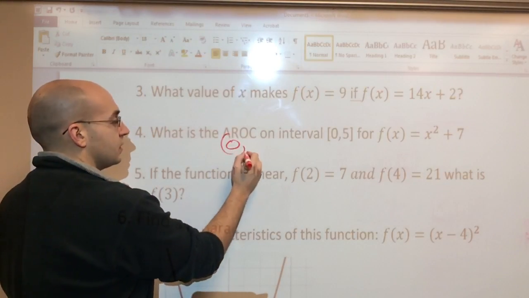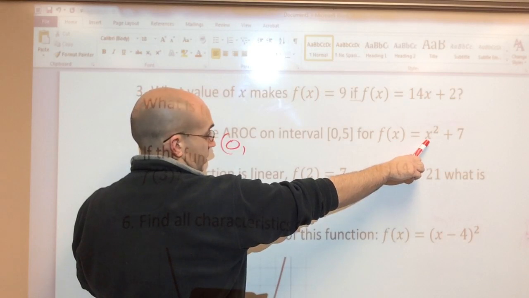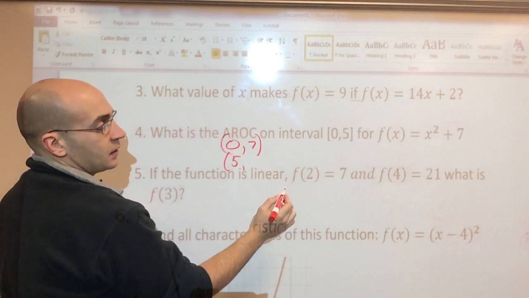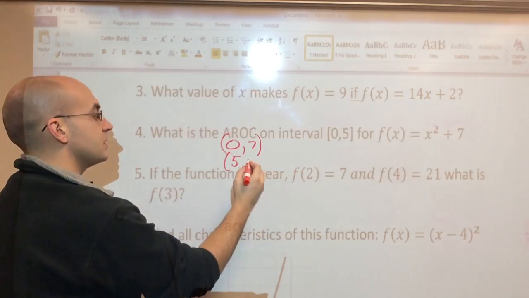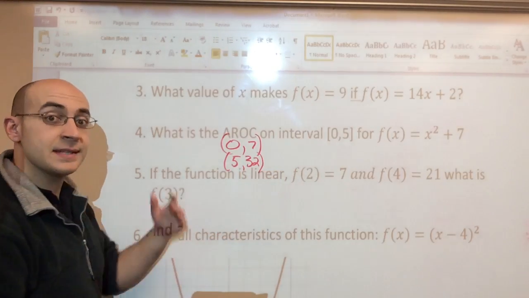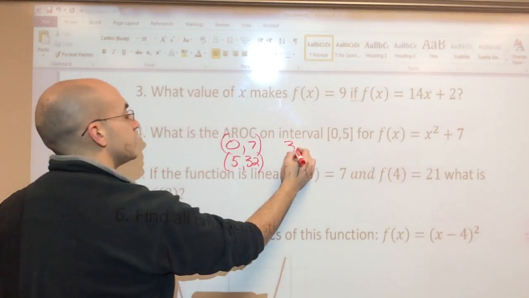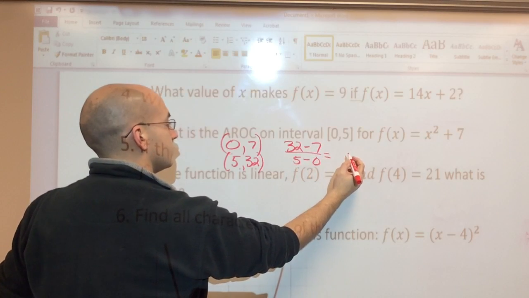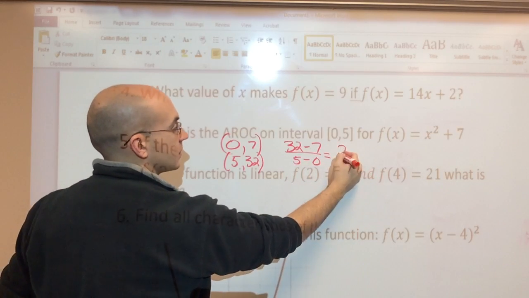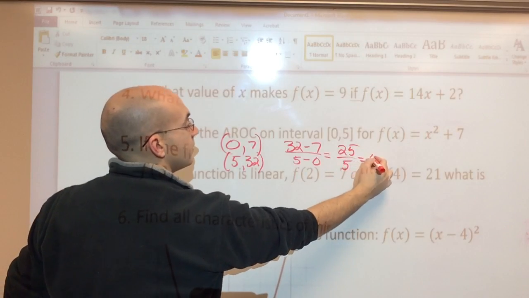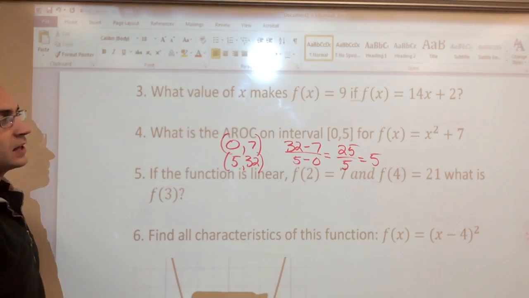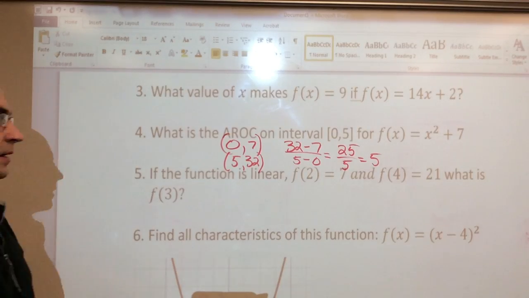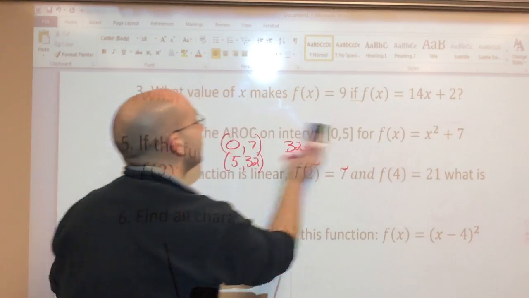So when x is 0, I'm going to plug it into the equation. 0 squared is 0, plus 7 is 7. When x is 5, 5 squared is 25, plus 7 is 32. So there are my 2 points. Now I find the slope. So 32 minus 7 over 5 minus 0. Okay, so that's weird how I did that. 25 over 5, the answer is 5. The average rate of change on the interval from 0 to 5 is 5. That's really strange how that worked like that. Okay, good. Next one.